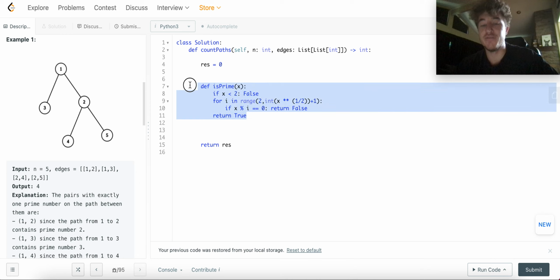This is not the fastest way to find a prime. I'm just being completely honest. But that's what we're going to do to make this work.